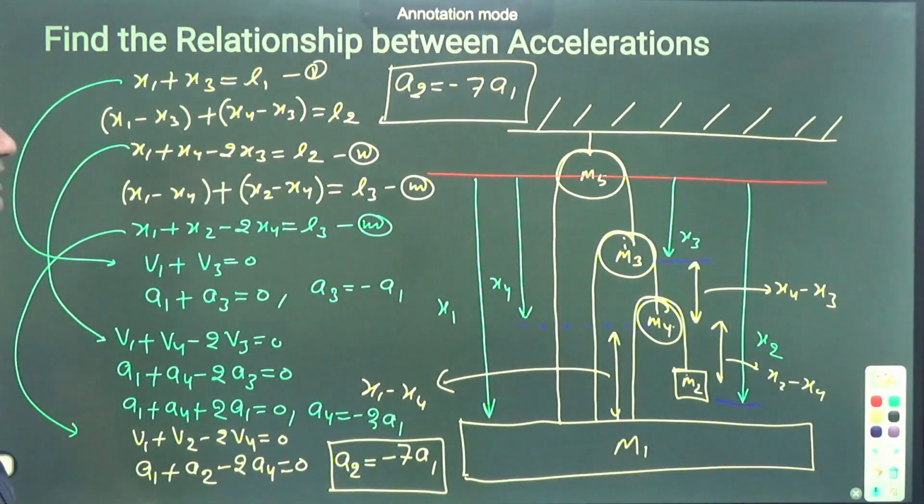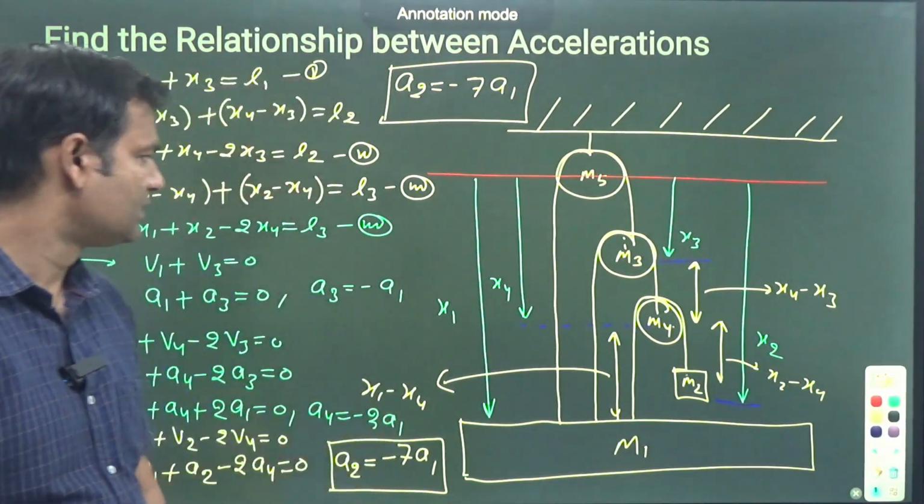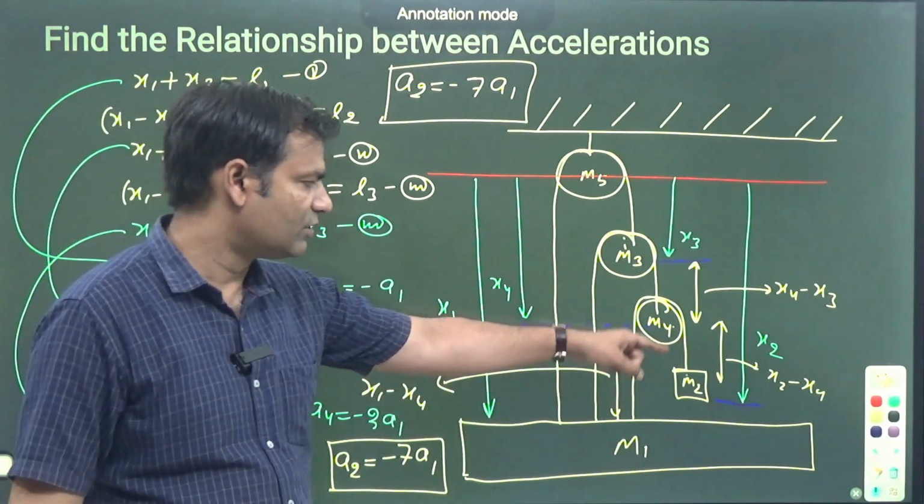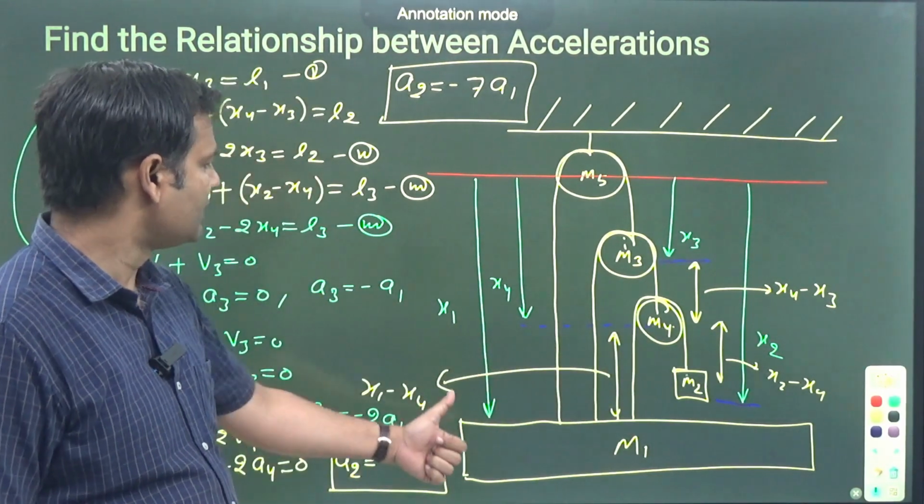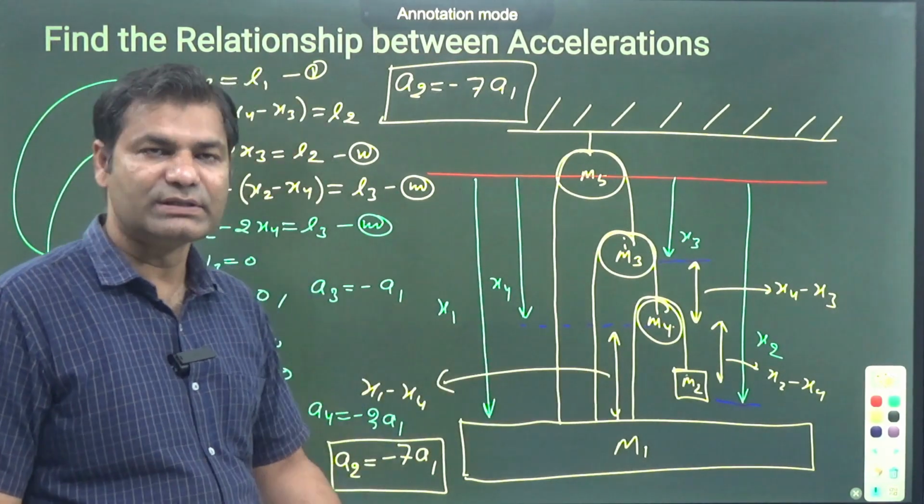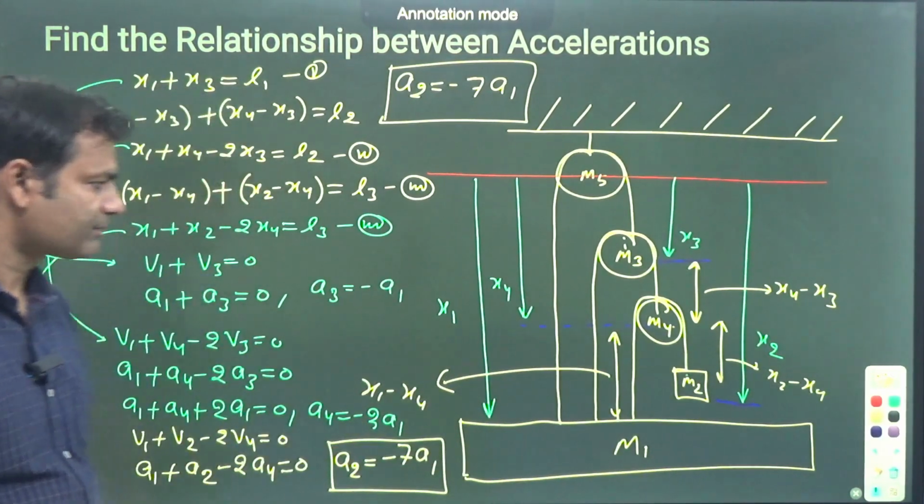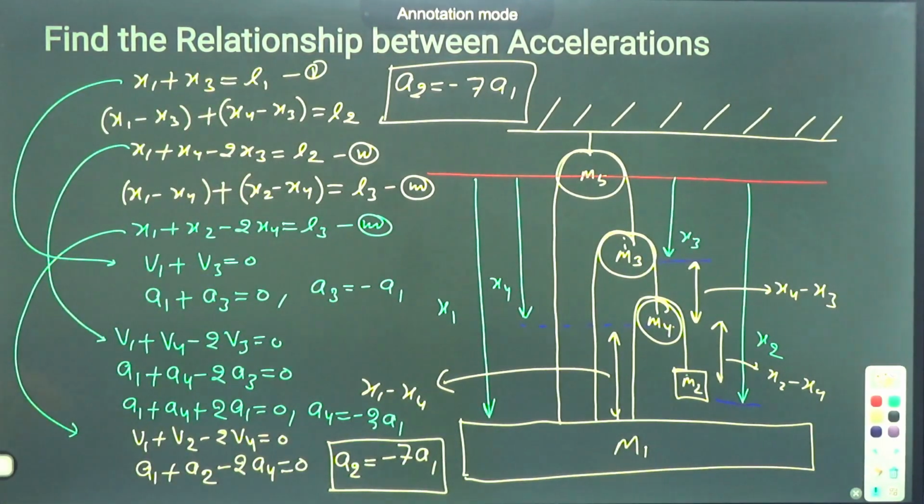a2 is written as minus 7 times a1, but in the opposite direction. a2 is going downward. If a1 is going upward, then a2 is going downward. Clear or not? Make it. After that, I have discussed another problem also.